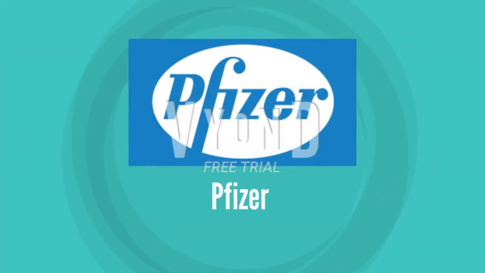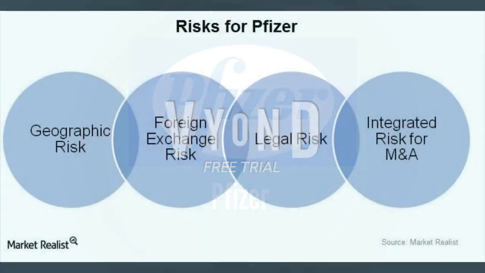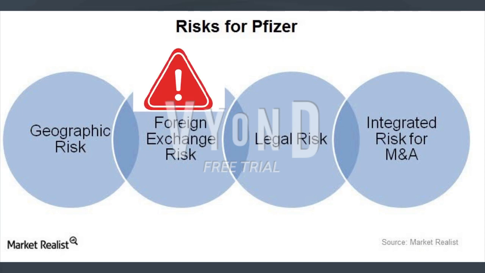There is a multinational pharmaceutical company. It operates and generates revenue from both developed markets and emerging markets. As a result, Pfizer is exposed to a variety of specific risks, which are geographic risk, foreign exchange risk, legal risk and integrated risk for M&A. However, the foreign exchange risk is considered as the most significant risk which Pfizer has to face.